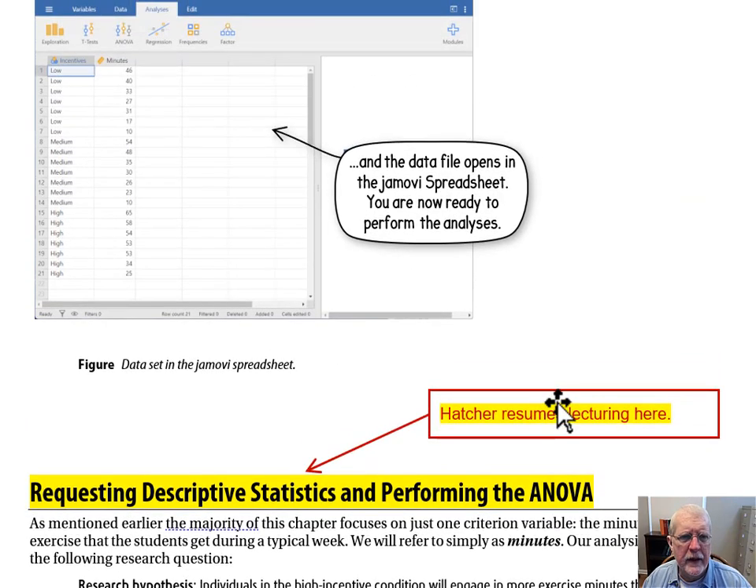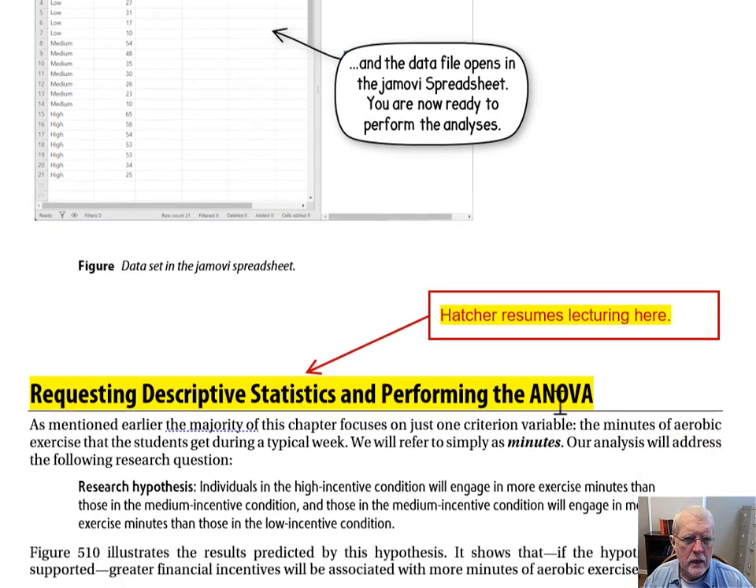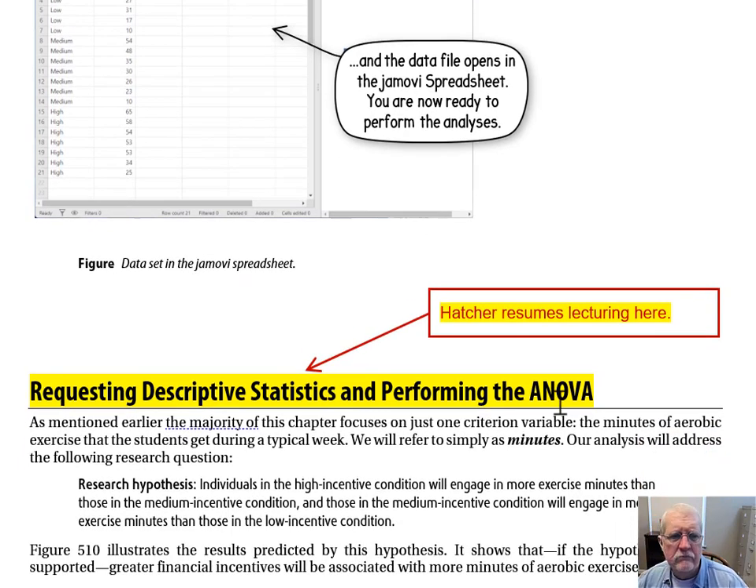Okay, I'm on page 18 now. And near the bottom, page 18, we see this heading: Stage directions to Hatcher. Hatcher resumes lecturing here. Okay, at the bottom, page 18, we have a heading: Requesting descriptive statistics and performing the ANOVA.